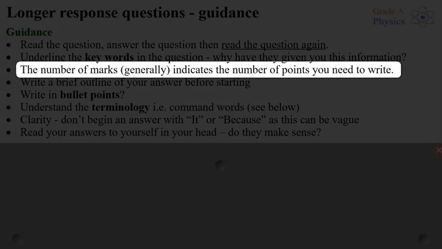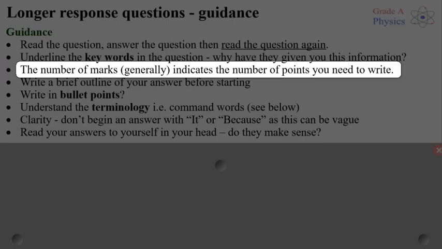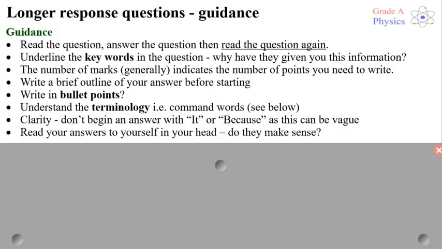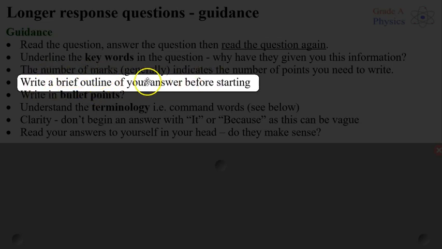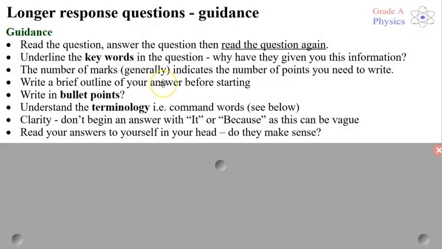Generally it's going to be 5 or 6 marks. That means you need to be writing at least 5 or 6 points, generally speaking. Maybe not a draft answer, but just a few bullet points of what you're going to include, either in the margin or on a piece of scrap paper, just to give you an idea before you commit to writing.